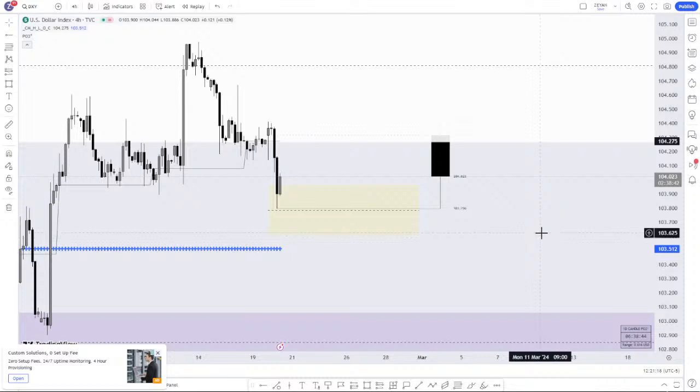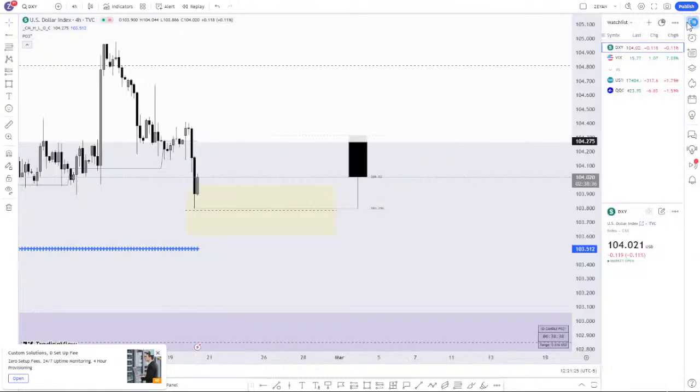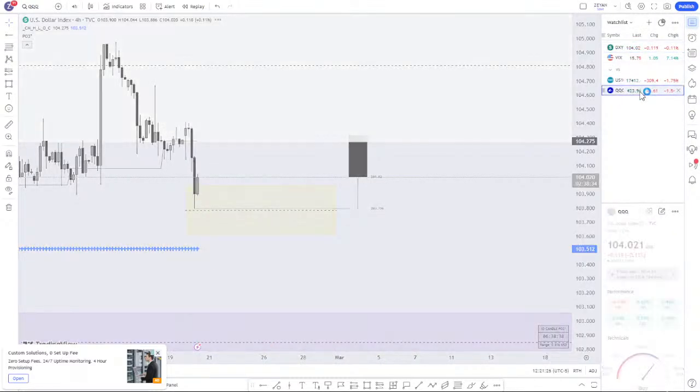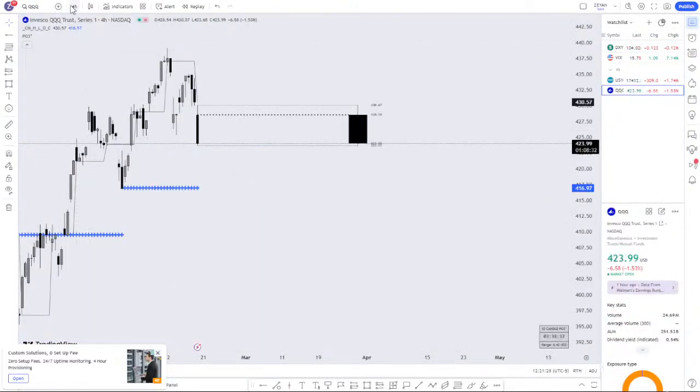Okay, so we have touched the opening range gap and we are bouncing off of it. We can chop our way down to that point.